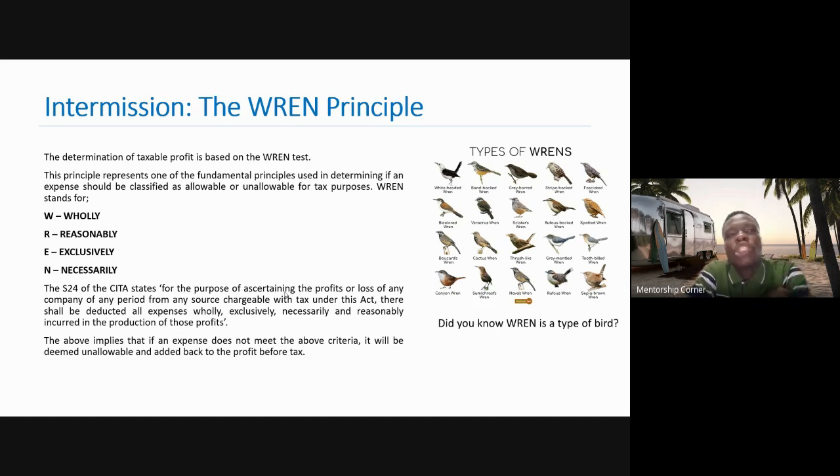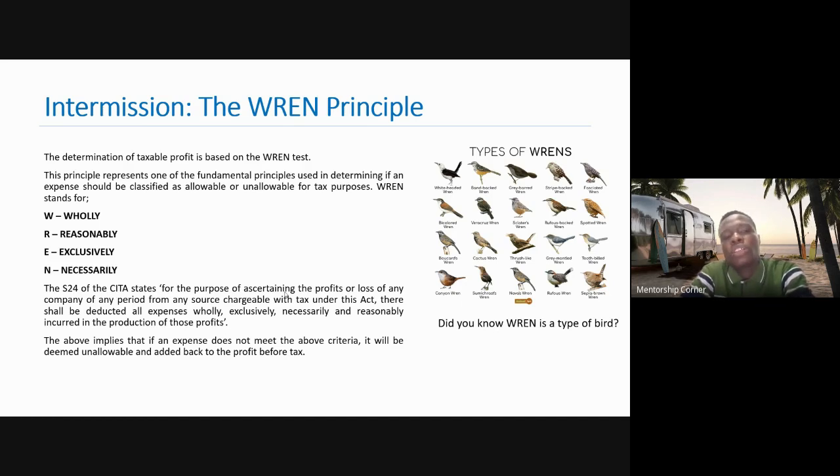I also mentioned a particular section that talks about charge of tax. Charge of tax. That was the first thing we looked at. Anybody to quickly recap that? What section of CITA is that? So let me just give us hints. It's section 9. Section 9.